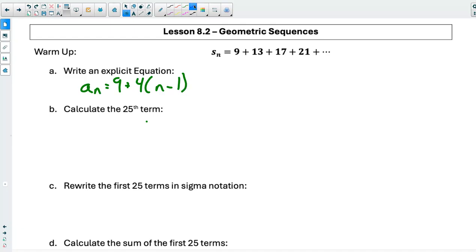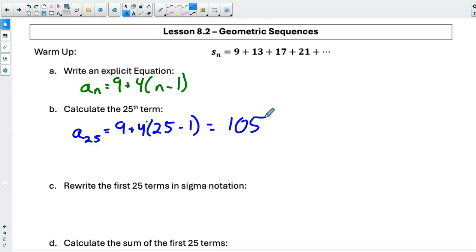All right, this is our explicit formula, right? Explicit formula always has an, and it always has n. So the only things that I'm filling in are my first term and my common difference. When I get to letter B, I calculate the 25th term, so I'm looking for a sub 25. So I got 9 plus 4. I put 25 in here, not n. And I believe that's 105. So we get that. Now, we do want to see this, okay? We want to see that plug in so that we can give you credit.